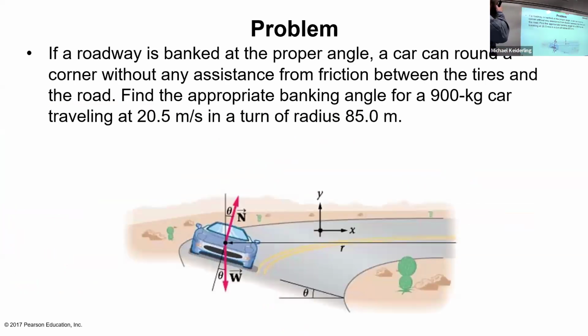Okay. So if a roadway is banked at the proper angle, a car can round a corner without any assistance from friction between the tires and the road. We want to find the appropriate banking angle for a 900 kilogram car traveling at 20.5 meters per second in a turn of radius 85 meters.